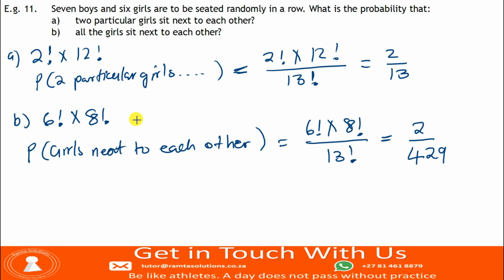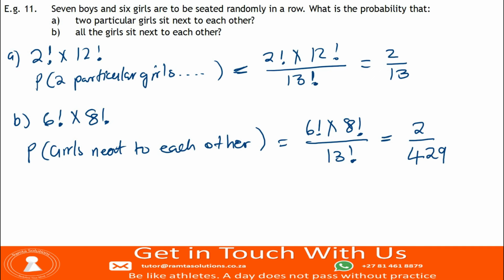Okay, so this is it, guys. Do we have a 12th question? Oh, no, we don't. So this is it, guys. It's the end of our lesson on grade 12 probability. Ours ends here, and this is the last topic of the year.